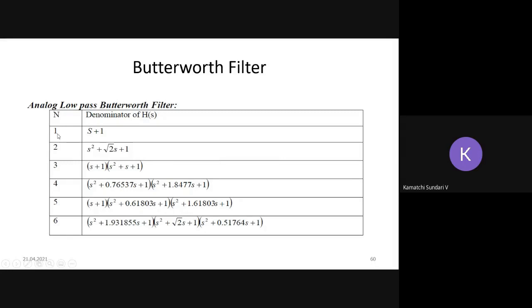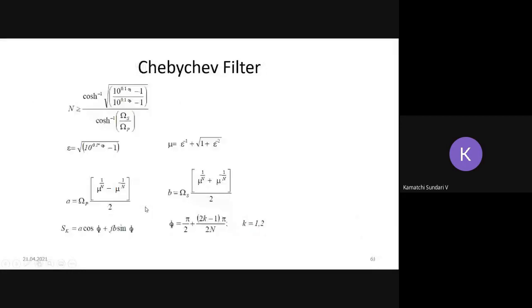Suppose your N value is equal to 1, then H of s is equal to 1 divided by s plus 1. And if the order N is equal to 3, then H of s is equal to 1 divided by (s plus 1) into (s square plus s plus 1). In this way, we have to do our H of s calculation.